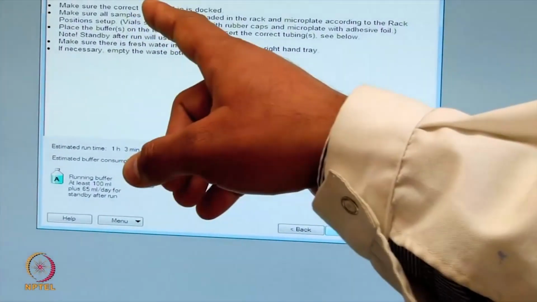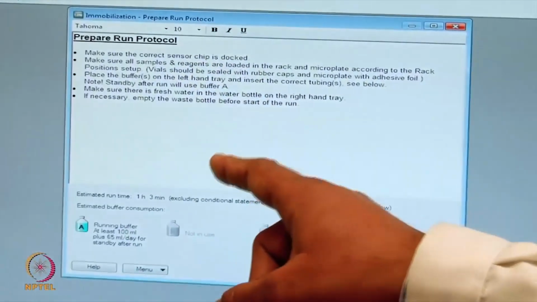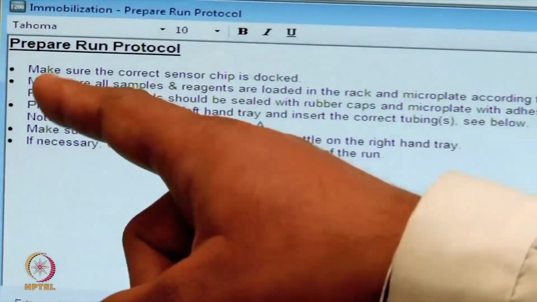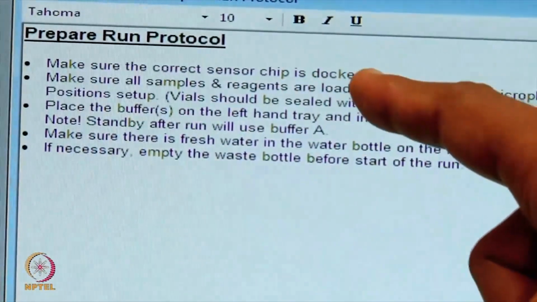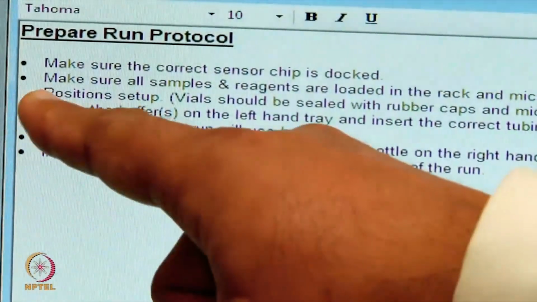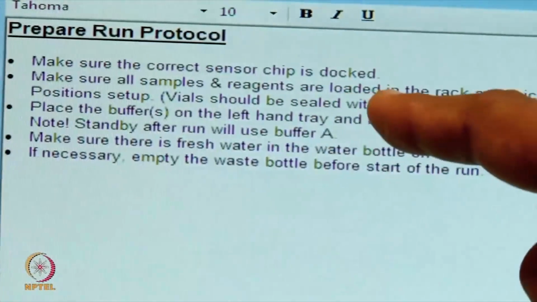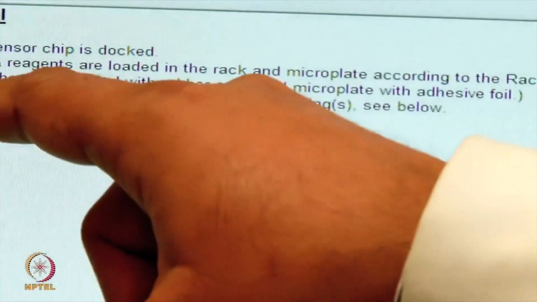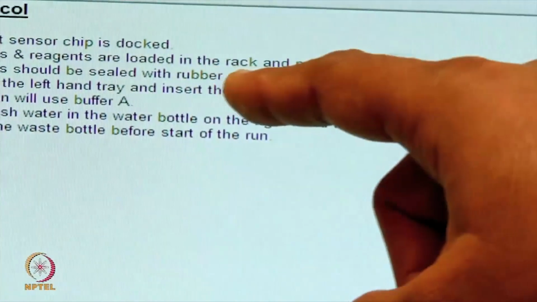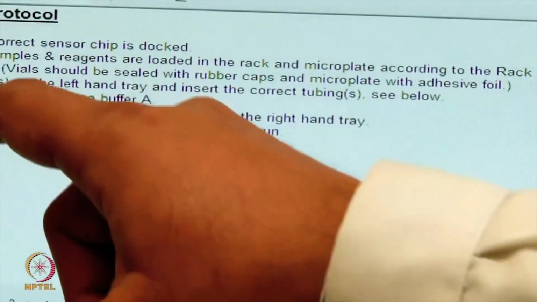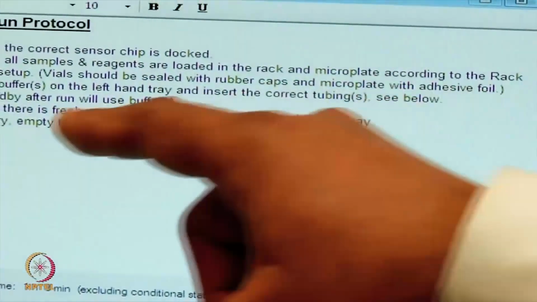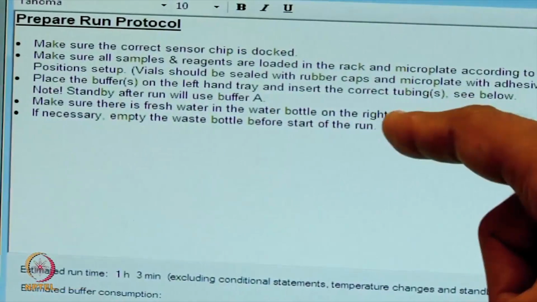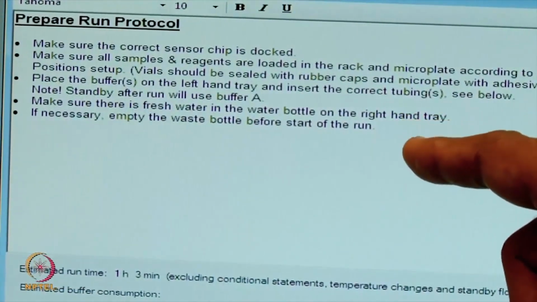So here there are some points we need to take care of before the start of the run. Make sure the correct sensor chip is docked. Make sure all sample reagents are loaded in the rack and microplate according to the rack position setup. Vials should be sealed with caps. Place the buffers, place water and make sure there is a sufficient amount of water and buffer.